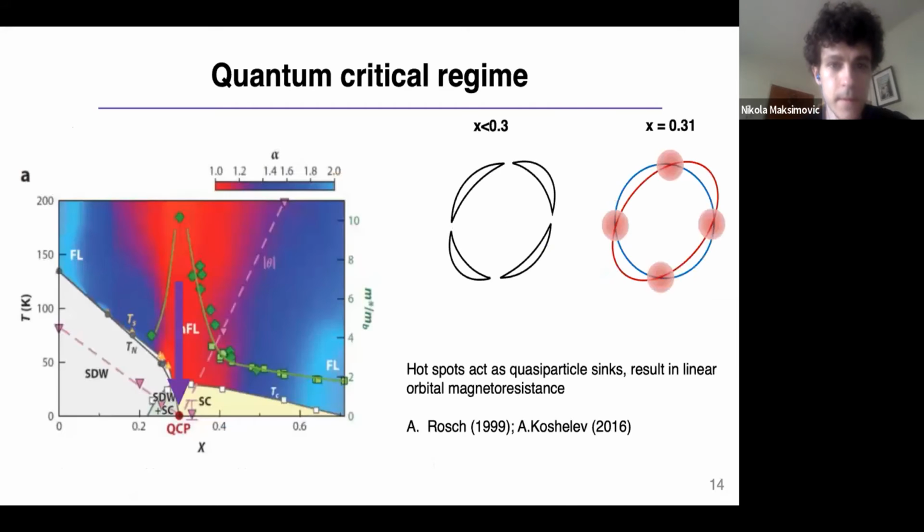Okay. So, I've already hinted at this, but as we move towards the quantum critical regime, this gap kind of closes, and also these points turn into regions of very strong antiferromagnetic scattering. This is called the hotspot model, and this is a very well-known theoretical model. But it turns out that these regions of very high quasi-particle scattering can also act as quasi-particle sinks. This has been explored by Achim Rosch and Alex Koshelev as well.